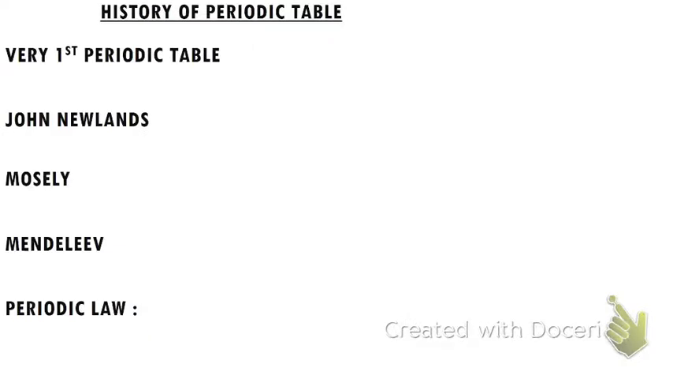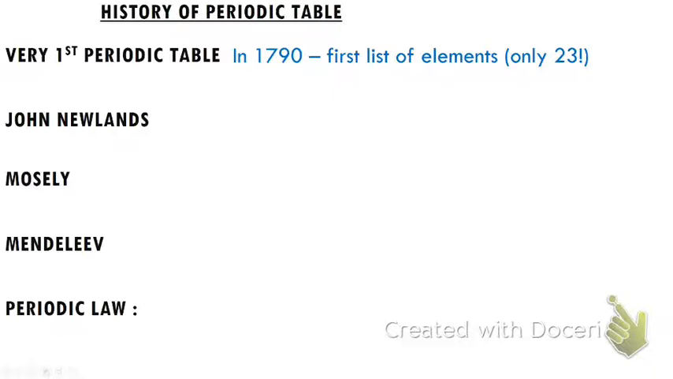First, starting with the history. The very first periodic table was put together in 1790. It really wasn't a table of elements. It was really more of a list of elements. There were only 23 elements back in the day. Then by 1870, a little less than 100 years later, we knew of about 70 elements. Well, now, over 100 years after that, we have 118. So we've got a lot of progress.